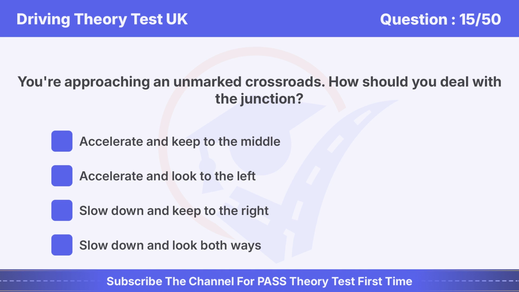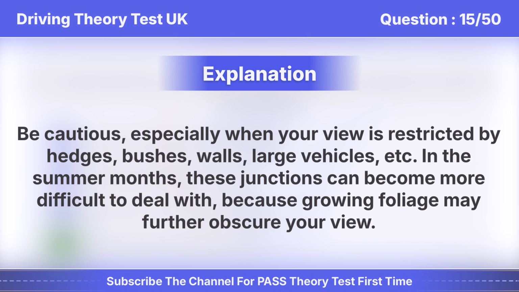Question 15. You're approaching an unmarked crossroads. How should you deal with the junction? Answer is D, slow down and look both ways. Be cautious, especially when your view is restricted by hedges, bushes, walls, large vehicles, etc. In the summer months, these junctions can become more difficult to deal with because growing foliage may further obscure your view.